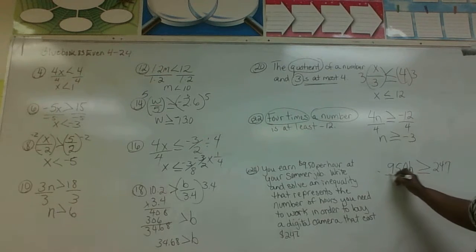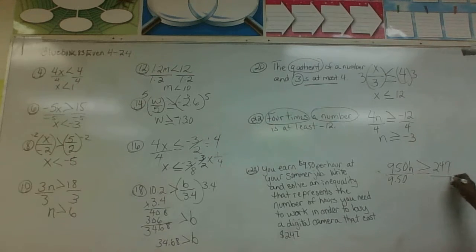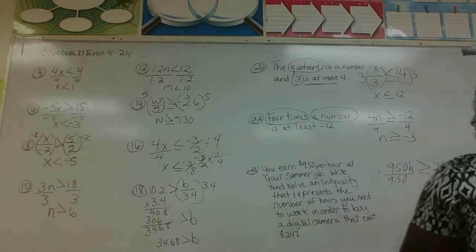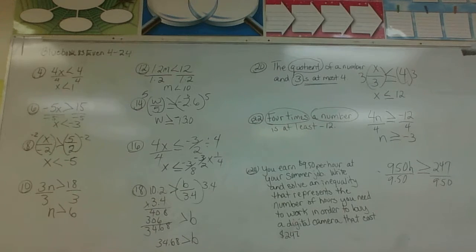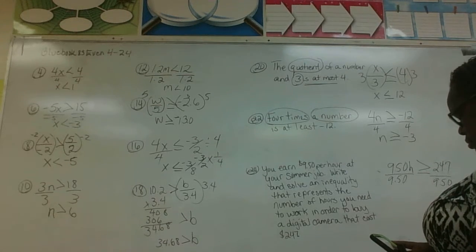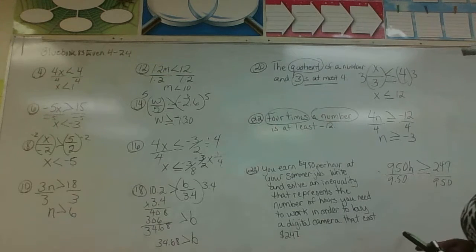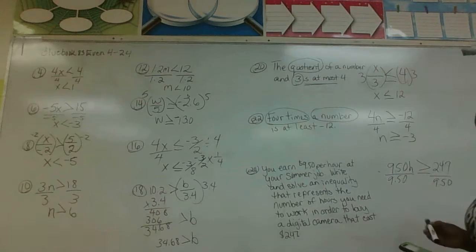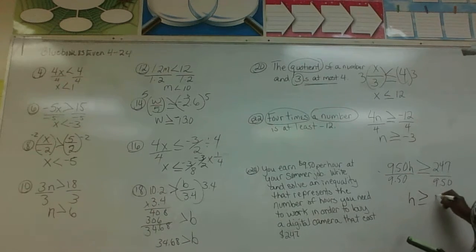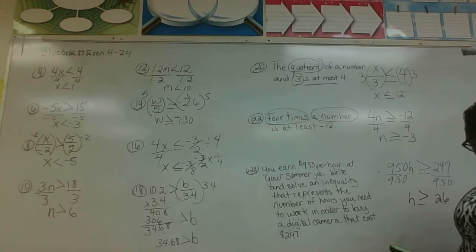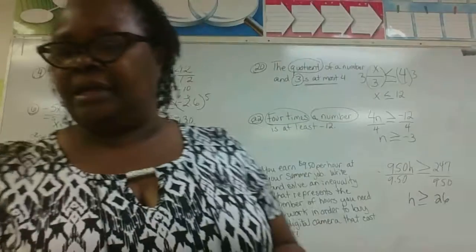Now you need to solve. You would divide both sides by 9.50, and you would discover that you need to work approximately 26 hours if I calculated correctly. Hold on 1 second. Let me double check myself. All right. We take the 247, divide by 9.5, and we get, yes, 26. Okay? So that h is greater than or equal to 26. So you need to work at least 26 hours. Okay? That is your lesson for today. See you in the morning.